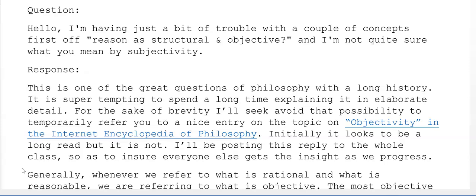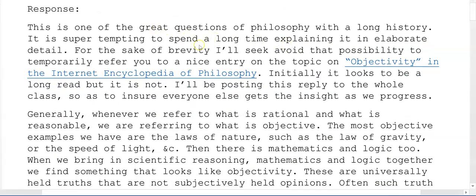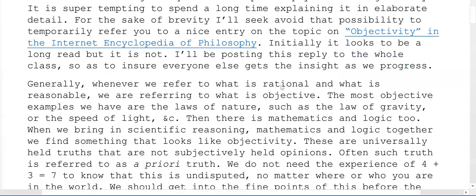So here's my response. This is one of the great questions of philosophy with a long history. It is super tempting to spend a long time explaining it in elaborate detail. For the sake of brevity, I'll seek to avoid that possibility and temporarily refer you to a nice entry on objectivity in the Internet Encyclopedia of Philosophy. So you can click on that hyperlink there. Initially, it looks to be a long read, but it's not. Yeah, I recommend that you read it, okay?